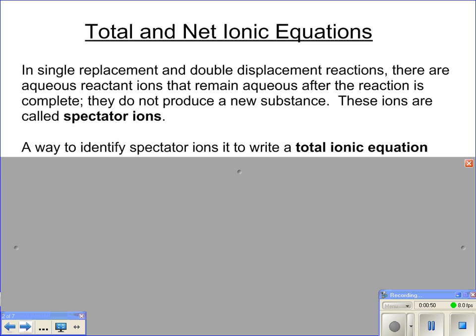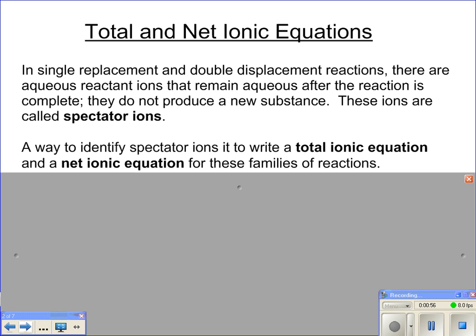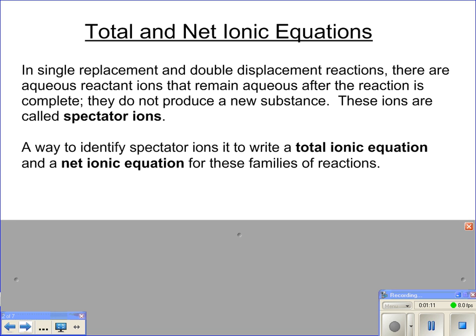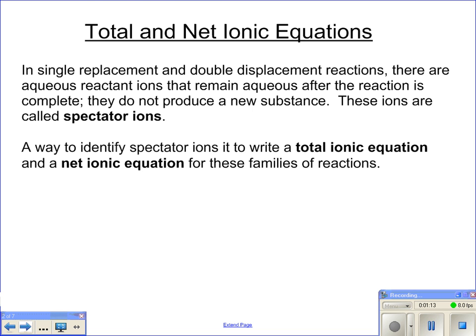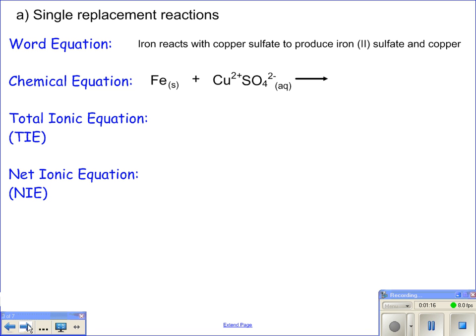The way that you can identify spectator ions is that you begin by writing something called a total ionic equation for a reaction. From that total ionic equation, you can pick out and identify from left side to right side which ions are exactly the same before and after. If we remove those spectator ions from the equation, we end up with something called a net ionic equation for that particular reaction. So let's take a look at how this works. Let's begin with a single replacement reaction example.